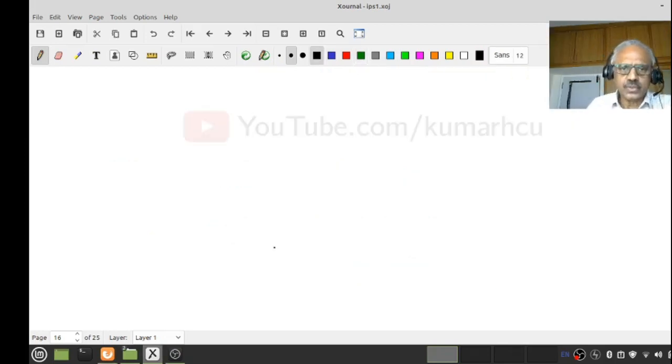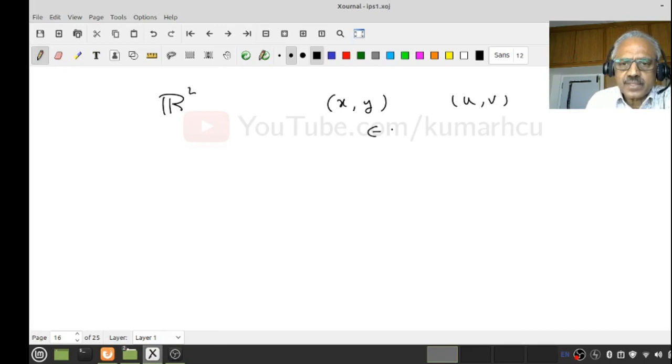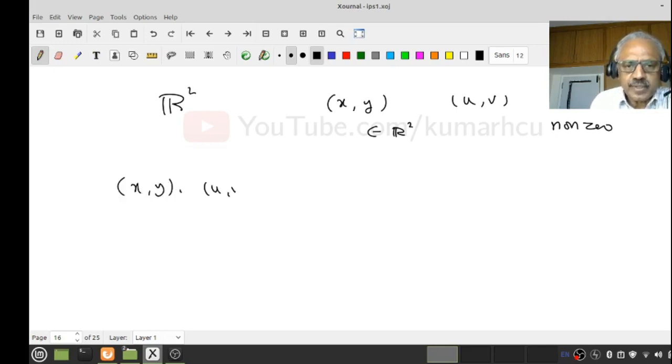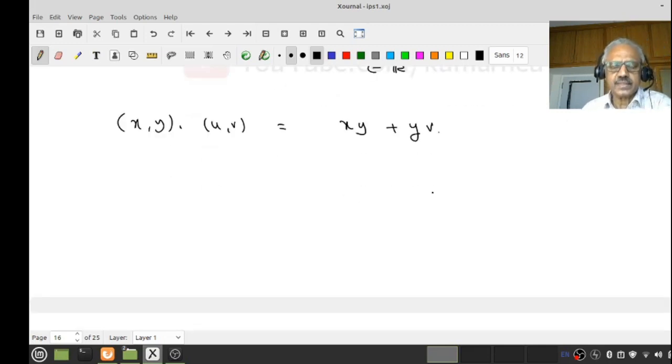Okay, so in R2, given two non-zero vectors, let us say (x, y) and (u, v), we define the inner product (x, y) dot (u, v) as we did earlier: xu plus yv. Now, we already showed how this gives rise to the angle between these two non-zero vectors. But there is also something very interesting, so I just want to talk about it.